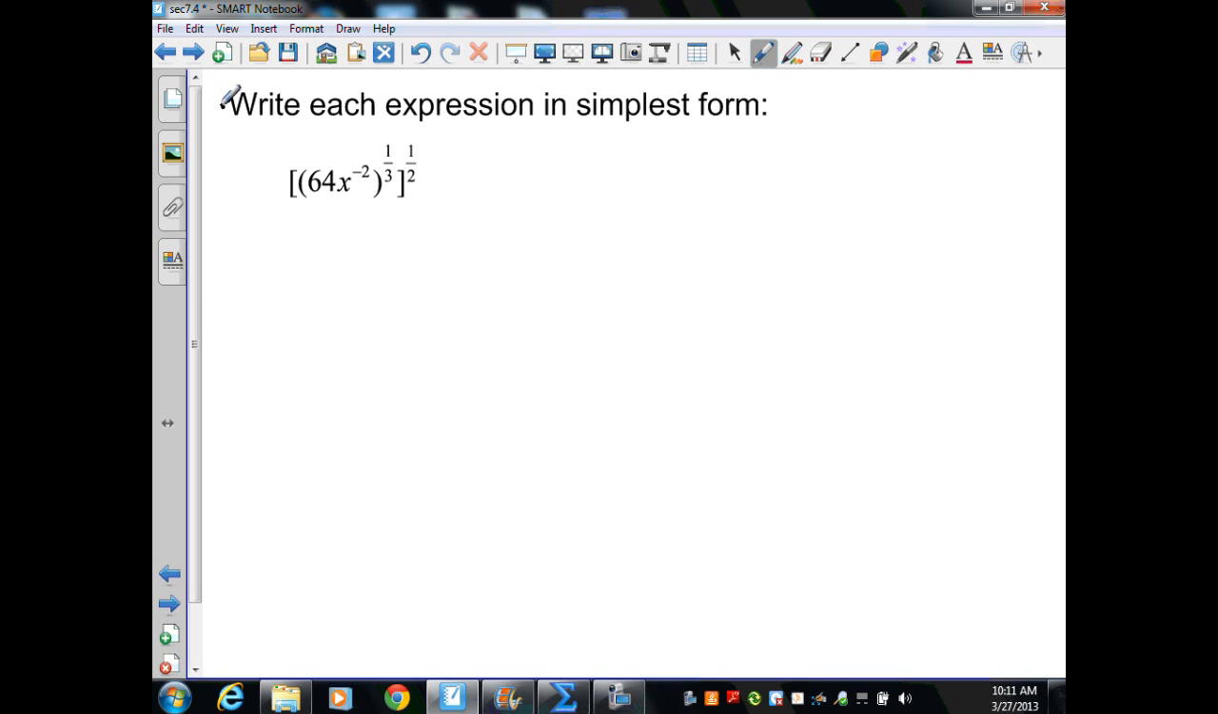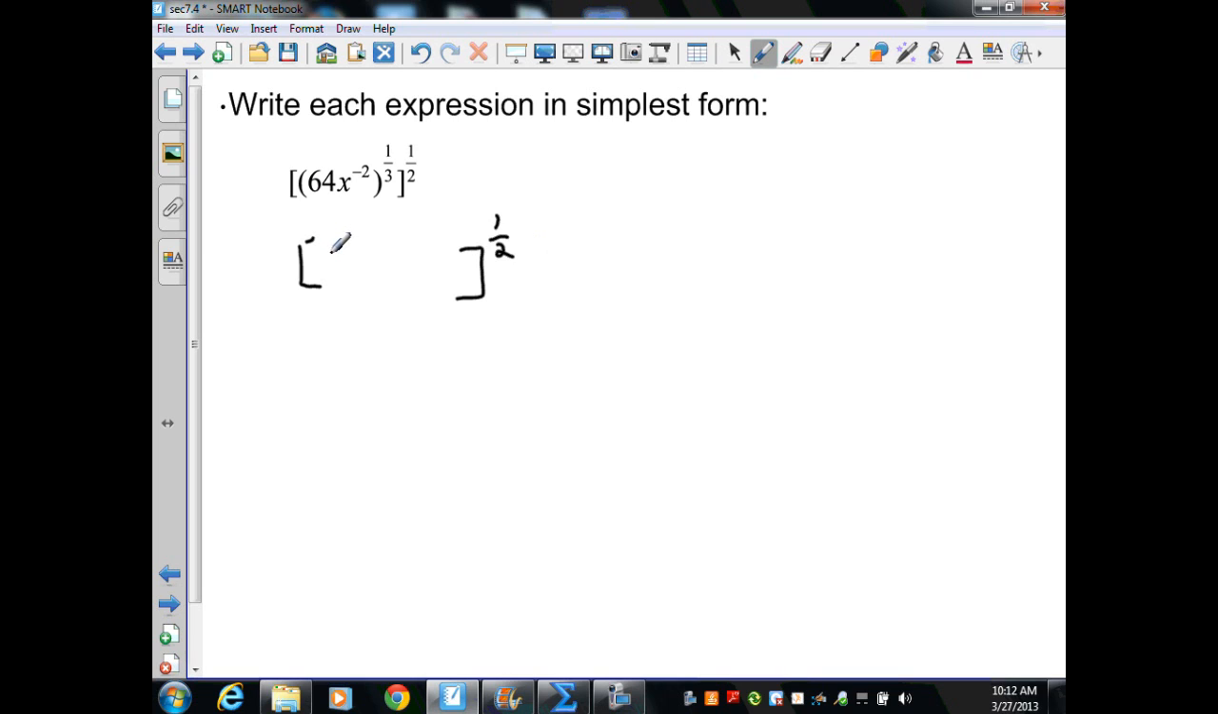Again, I'm going to simplify this expression. I have an expression taken to a power, taken to a power. So I want to work from the inside out. What I want to do is take the power to the power of the 1/3 with this expression, leaving the 1/2. So I'm going to put my bracket down for the 1/2 power. I'll take care of that later.